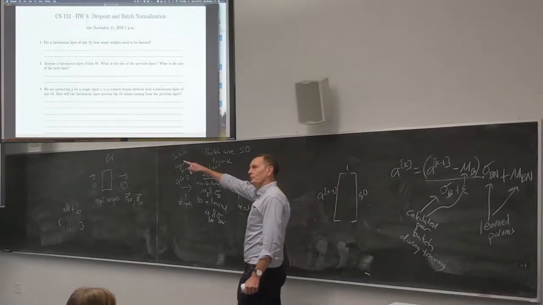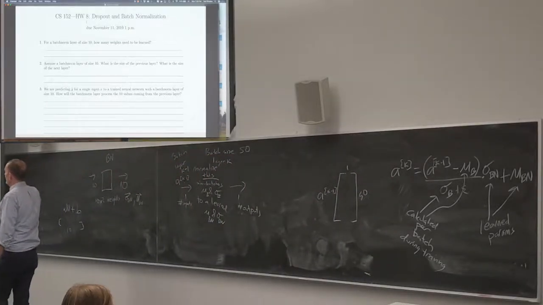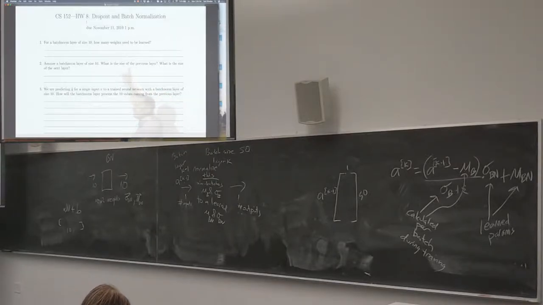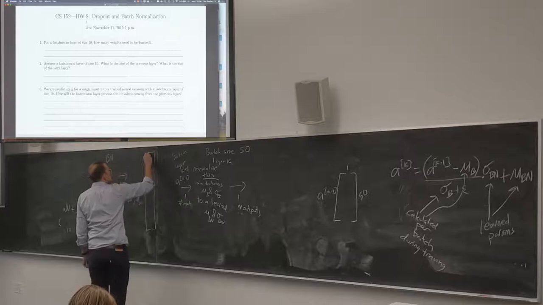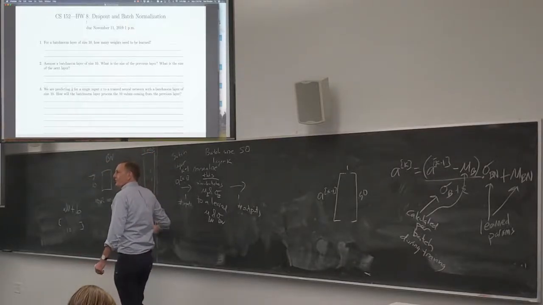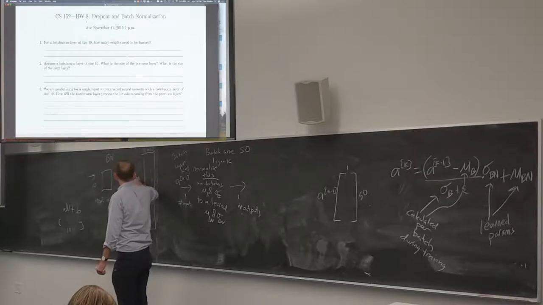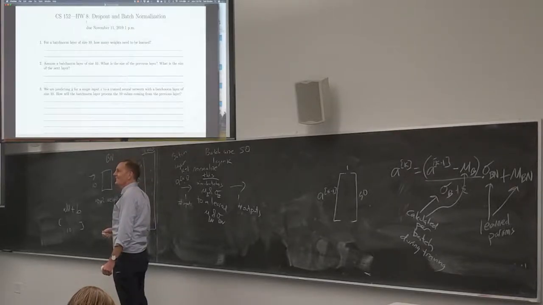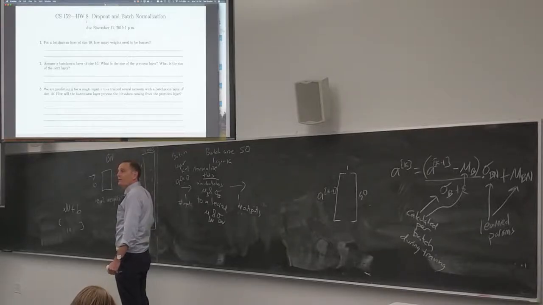All right, let's do question two, and then I want to come back to this because question three is relevant. So if we have a batch norm layer of size 10, what is the size of our previous layer? 10. If we're outputting 10, we got given 10. Okay. What's the size of the next layer? Well, could I have 1,000 neurons here fully connected to there? I could. I could have a fully connected layer of 1,000 following a batch norm of size 10. I could have something of size 10, or size 5. I could have whatever I want. Does that make sense?